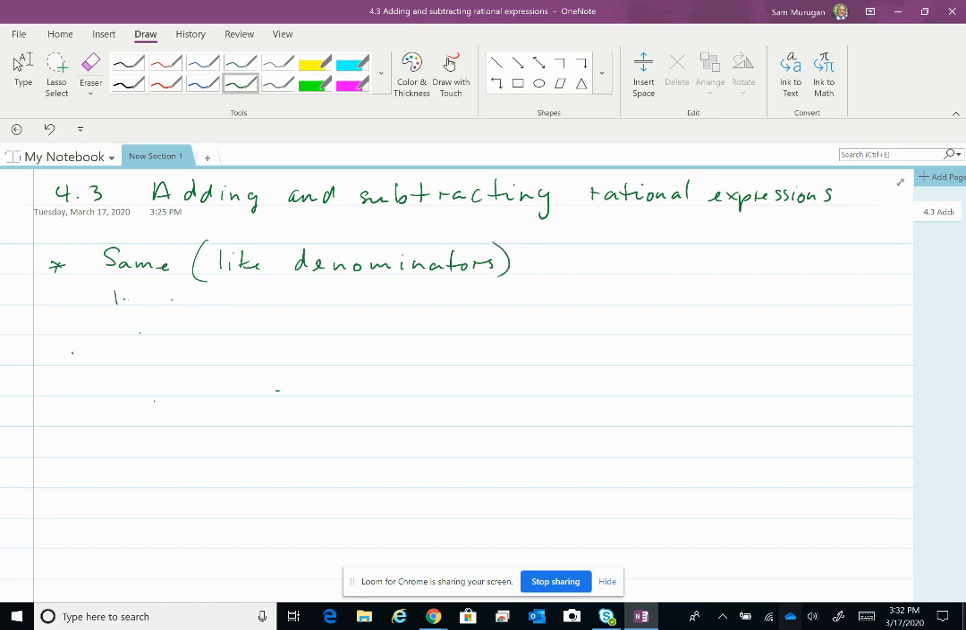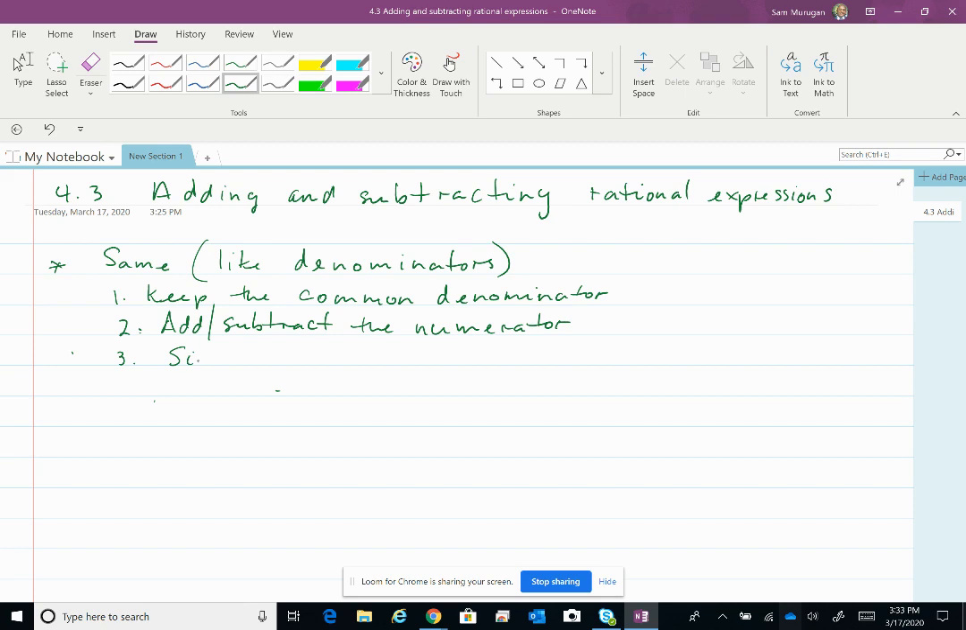Three-step rule. Keep the common denominator, add or subtract the numerator, and 3, simplify. So we're going to look at several examples here.